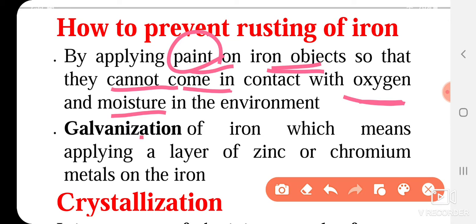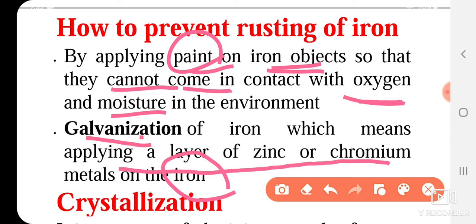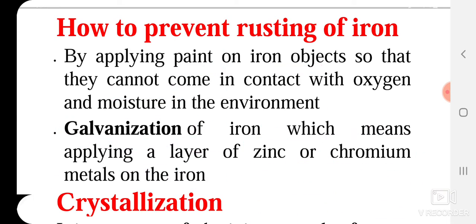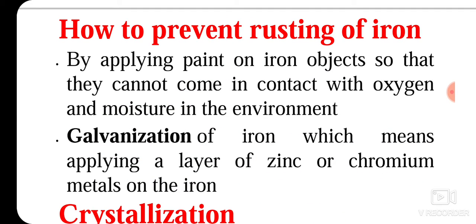Another method is the process of galvanization. Galvanization is actually the process of applying a layer of zinc or chromium metal on the iron. It means iron is actually a metal only, and on this metal we are applying a layer of zinc or chromium. Zinc and chromium are other chemical materials that can be applied on iron, and this process is known as galvanization. So this is how we can prevent the rusting of iron.